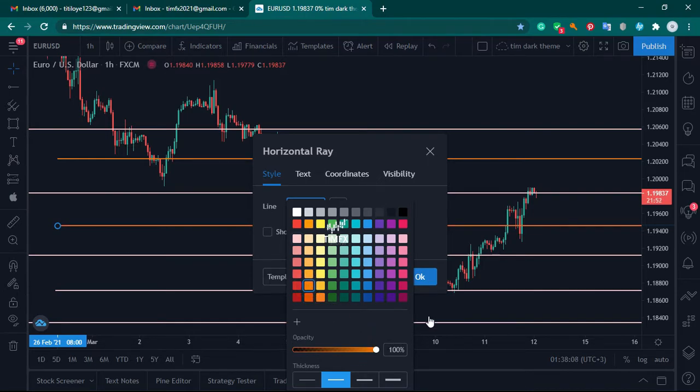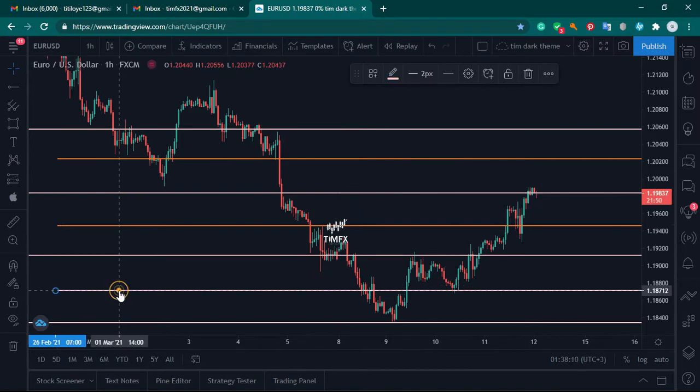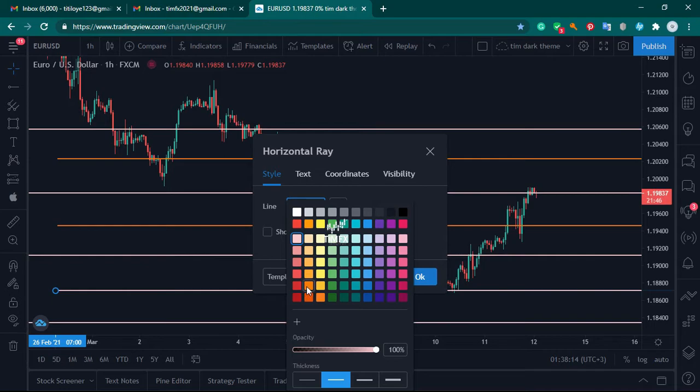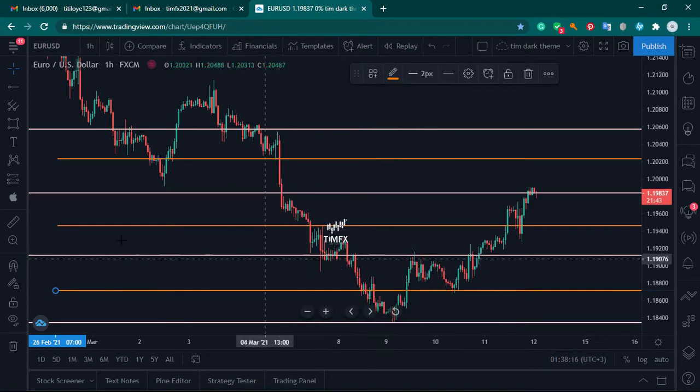Okay, then the last one, orange. Okay, so the orange horizontal lines are the ones we drew in our 1-hour time frame, while the white horizontal lines are the ones we drew in our 4-hour time frame.